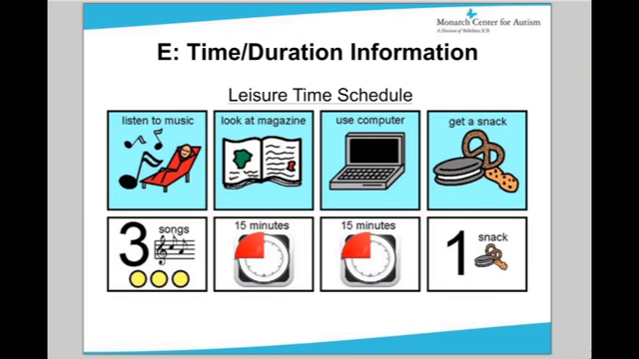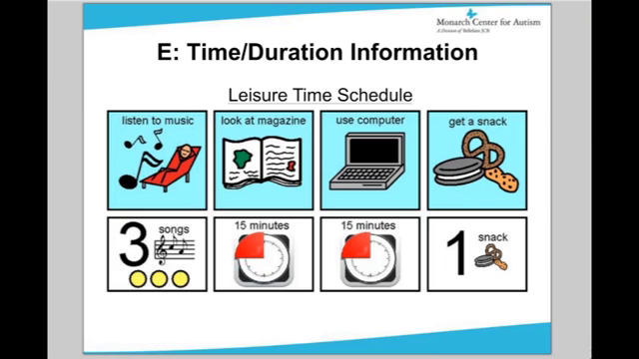We also may want to consider adding time or duration information to a schedule. So here, for those of you who are working with older students, this might be a schedule that you would use for an older student, maybe for leisure time after school, something like that, or if there's free time during their school day, during their schedule. You can see here that the squares in blue depict the actual events that are going to happen: music, magazine, computer, get a snack. And then underneath, the white boxes give quantitative information about how many, how long, how much.